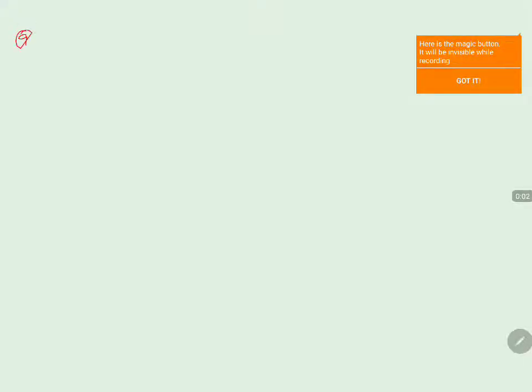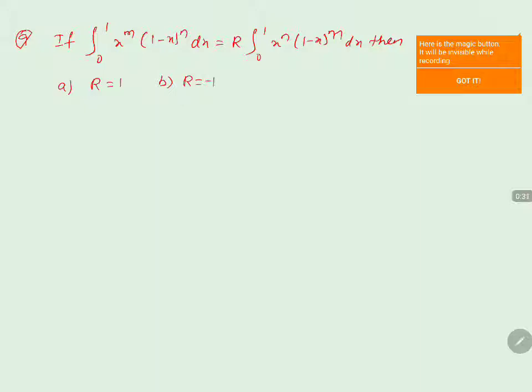Then the problem is: if the integral from 0 to 1 of x to the power of m into (1 minus x) to the power of n dx is equal to capital R times the integral from 0 to 1 of x to the power of n into (1 minus x) whole to the power of m dx. Here the options are: first, capital R is equal to 1; second, capital R is equal to minus 1; third, capital R is equal to 1 by 2; while the fourth option is none of these.